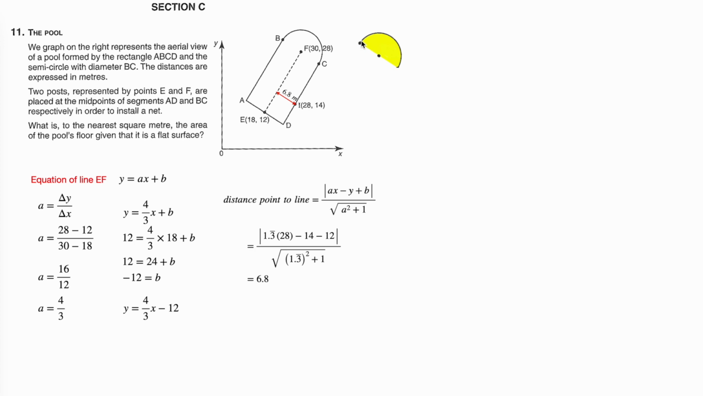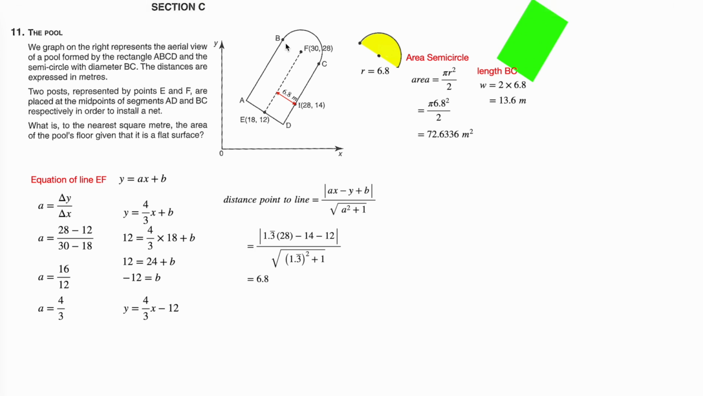To figure out the area of the semicircle, the radius is 6.8. The area is the area of a circle, pi r squared. Divide that by 2. That gives us pi times 6.8 squared divided by 2, which is 72.6336 meters squared. The length BC is just going to be double 6.8, 2 times 6.8, which is 13.6.